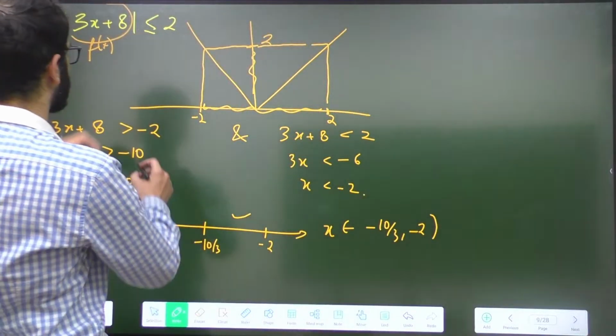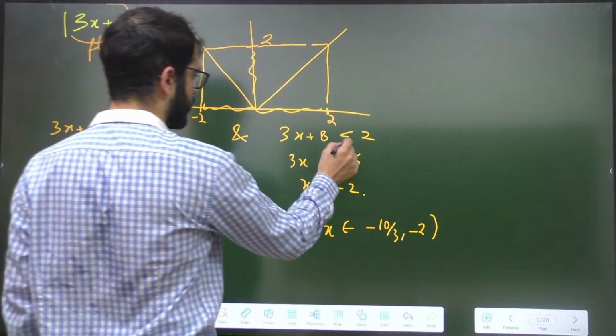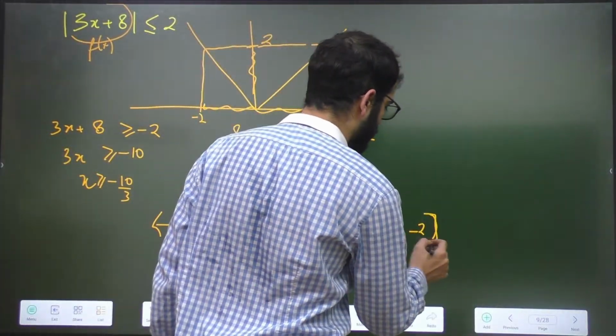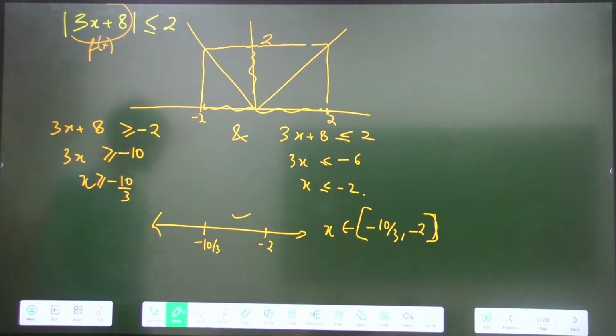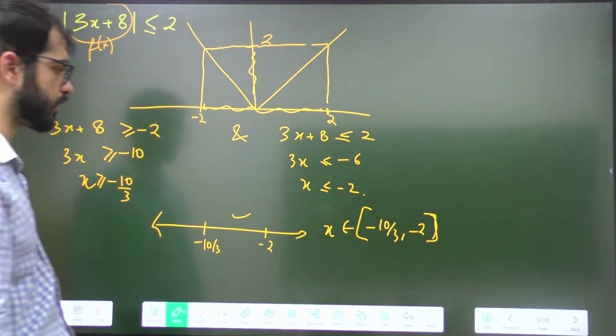And since we are taking equality, equality would also be present wherever we were using an equality, and finally we'll put the closed interval over here. I hope that's clear. Let's move forward to the next question.